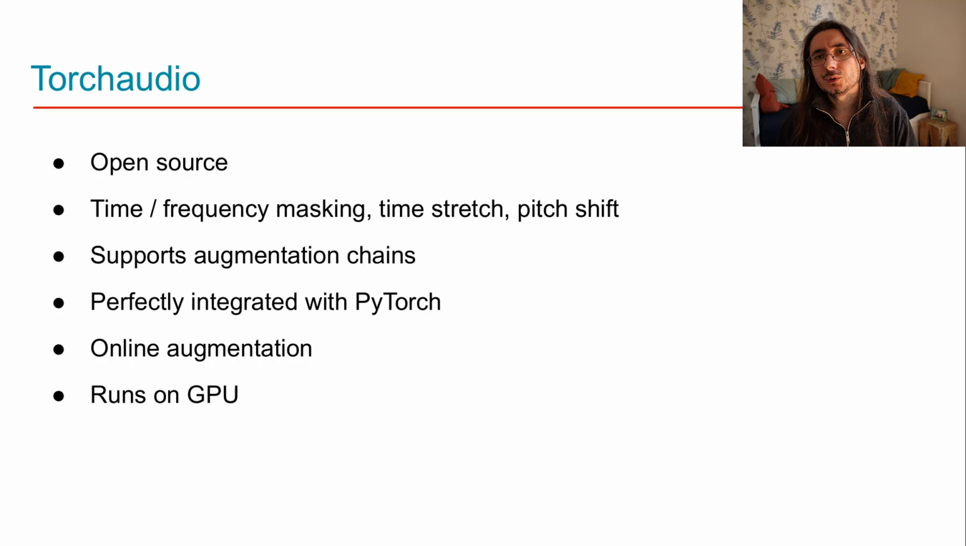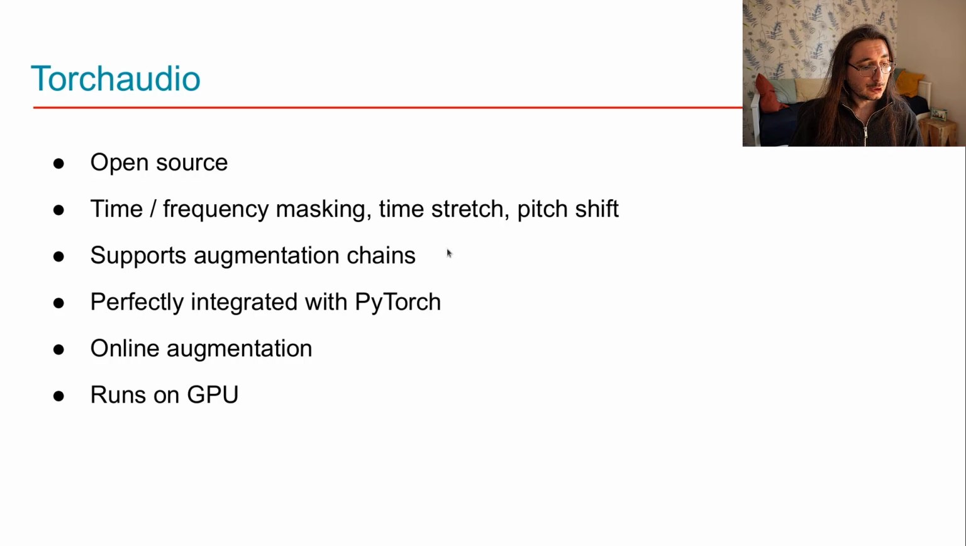Now, Torch Audio is another incredible library for all things audio processing, specifically geared for PyTorch. It's an open source library. Torch Audio has a section dedicated to transforms, and in there we can find a few transforms that can be used for audio augmentation, like for example time and frequency masking, time stretching, pitch shifting.